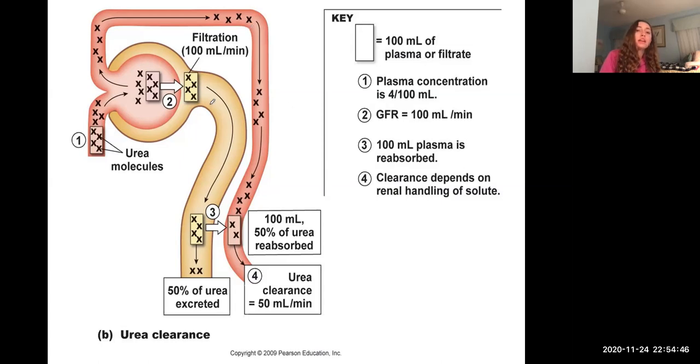Okay, urea molecules, 100% of it's filtered. Good. Now 50% of it's reabsorbed, which is okay. So 50% of the urea is excreted. So the clearance is 50 milliliters per minute. The clearance is going to be less than the GFR.